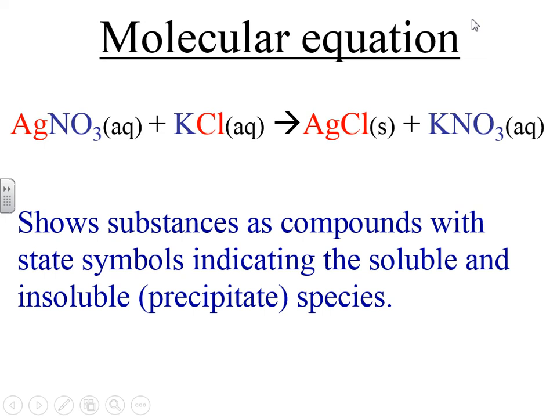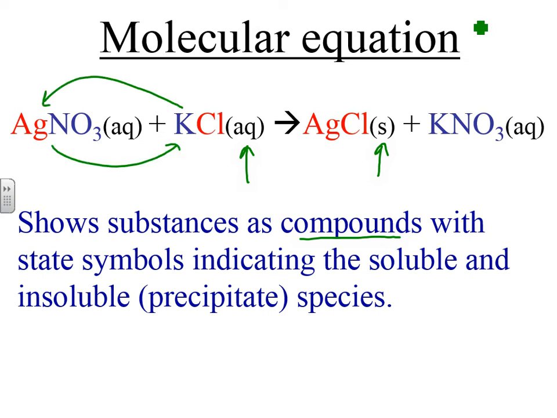So we've seen a molecular equation. This is the standard equation that we've written. A molecular equation simply shows the substances as compounds. And we use state symbols like aqueous if it's dissolved, and solid if it's a precipitate. And this is a double replacement reaction, so we see potassium and silver exchange places, and we get silver chloride, potassium nitrate. The standard equation, we call this the molecular equation.